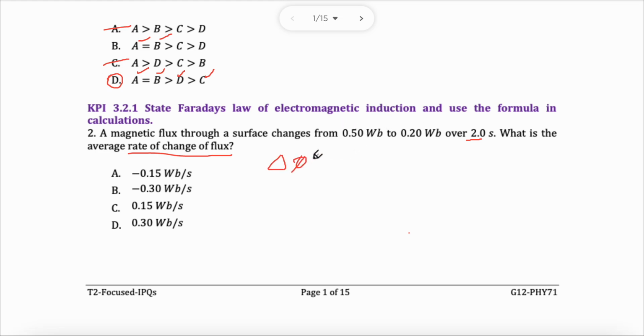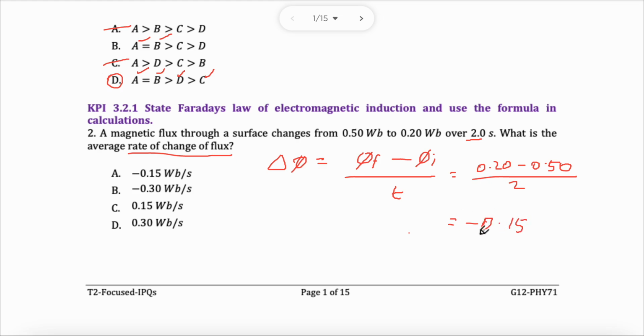So if I want to find this rate, I will take my final minus initial, and I'm going to divide that by my time. So my final, which I have, is 0.20 minus 0.50. And then I'm going to divide that by the time of 2 seconds. Sticking that into the calculator, I'm getting negative 0.15. So directly, I will pick my answer here.